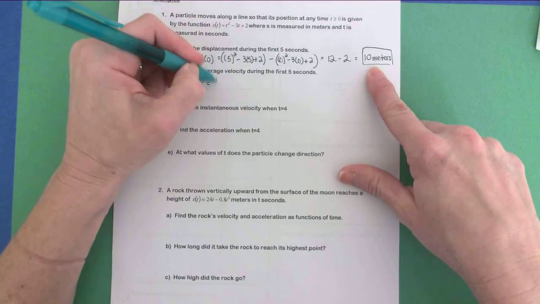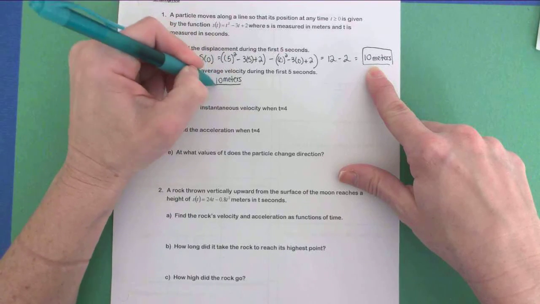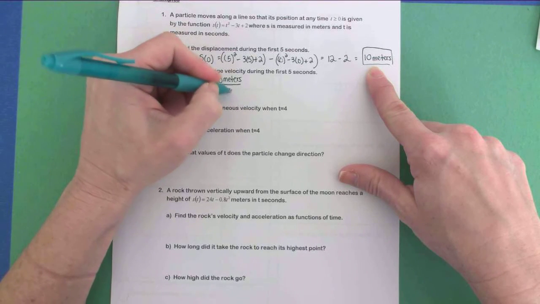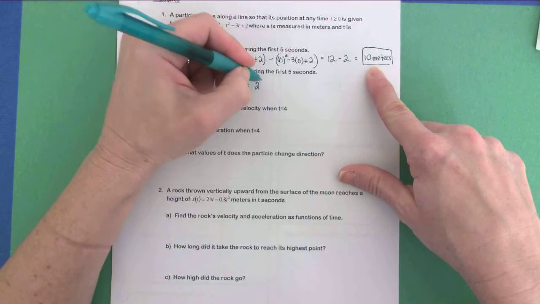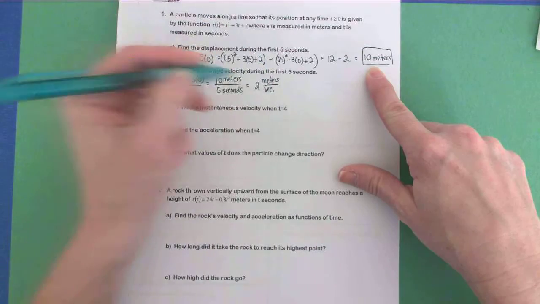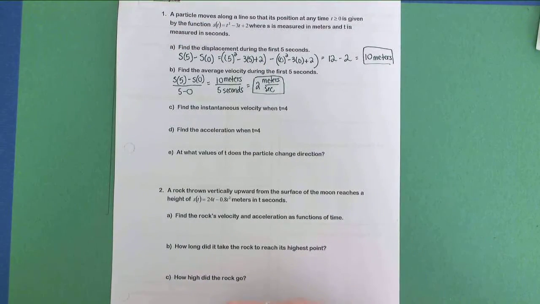So I'm just going to take 10 meters divided by 5 minus 0, which is just 5 seconds. And when I do the division there, I'm just going to get 2 meters per second. So the average velocity of the particle during the first 5 seconds was 2 meters per second.